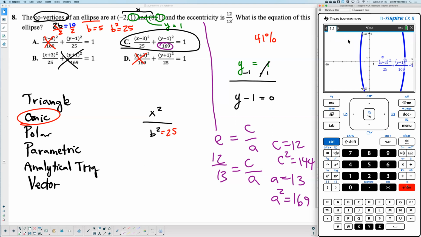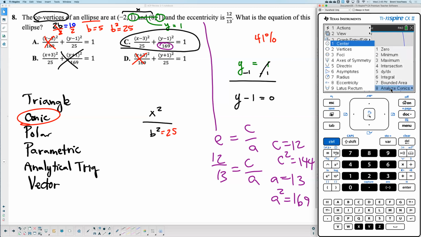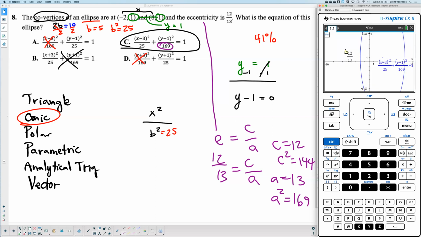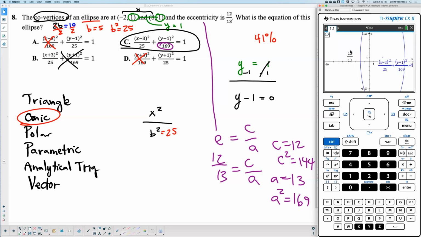It shows me this ellipse. What you can do is go to menu, analyze graph, this is a conic. Analyze your conic. You can choose from up here. This says eccentricity, so I can get the eccentricity. The problem is it does not show me co-vertices. That is not on the list. If you go to menu, analyze graph, analyze conics, you can get the vertices, but not the co-vertices. The vertices are not the ones you need. So you have to just look to see if it hits the points.